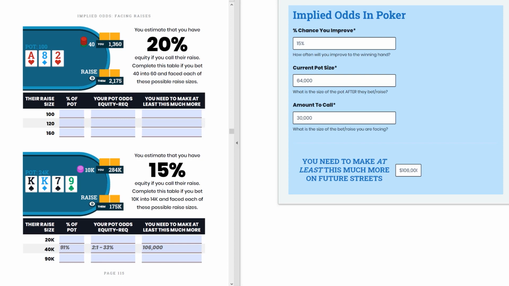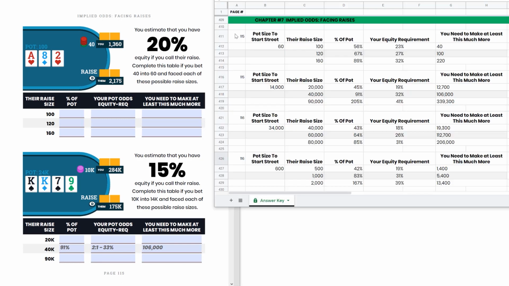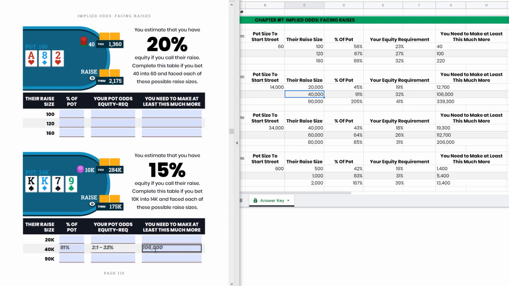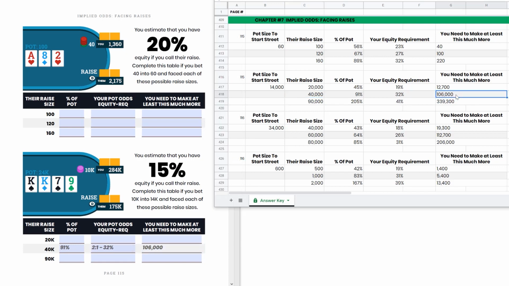And if we pull out the answer key real quick, we are on what, page 115? We're on the bottom section, 40k raise. So again, equity requirements just a little bit under 33, it's actually 32. Quick that. And what more do we need to make? 106K, just like we got from the calculator earlier.